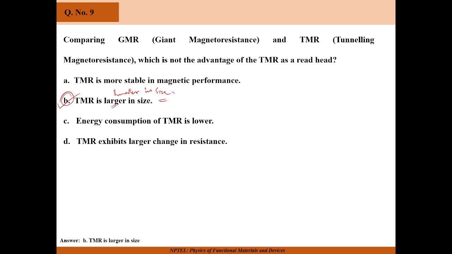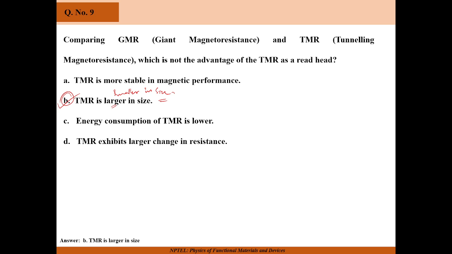TMR is more stable in magnetic performance. Why? Because of the change in the resistance. When we apply a magnetic field and when the magnetic field is not applied, there is a change in resistance, right? That change in resistance is very high for TMR materials. And the energy consumption for TMR materials is low when compared to GMR material.